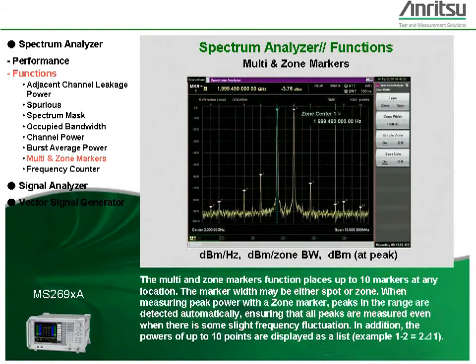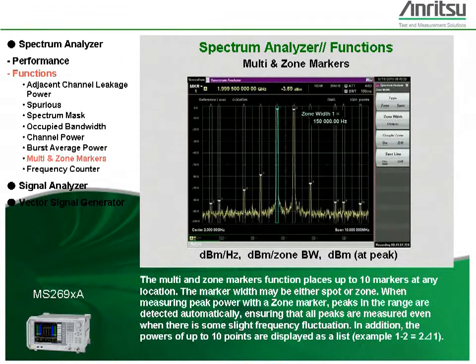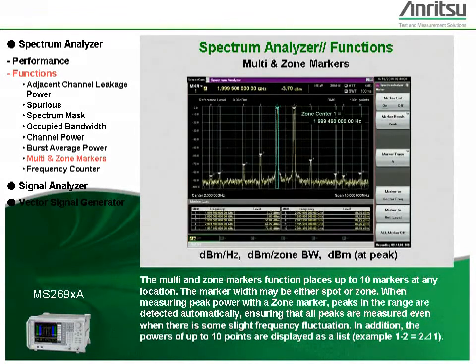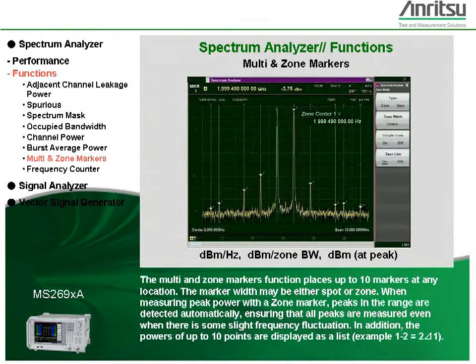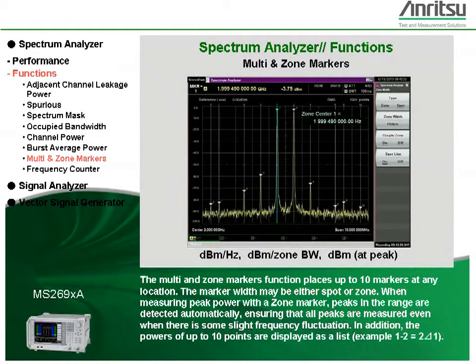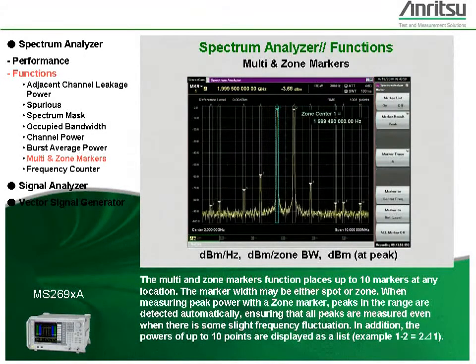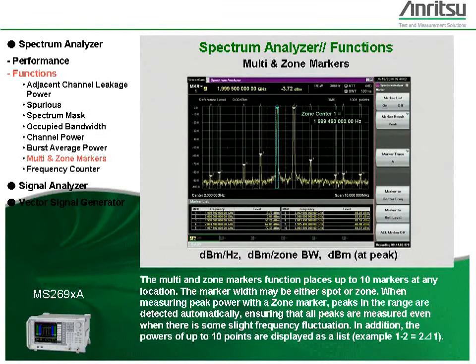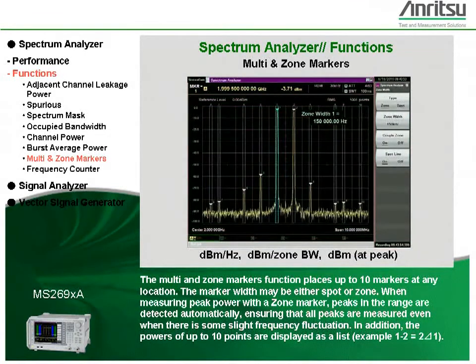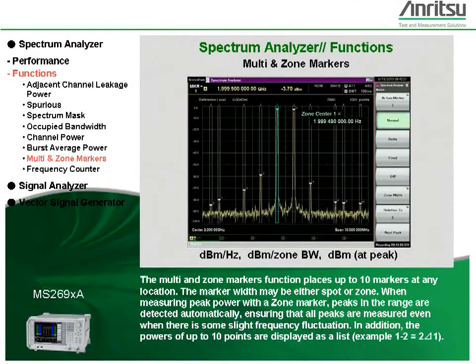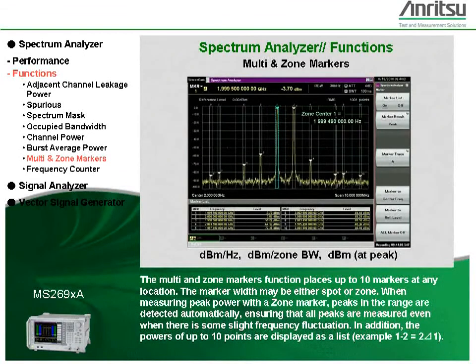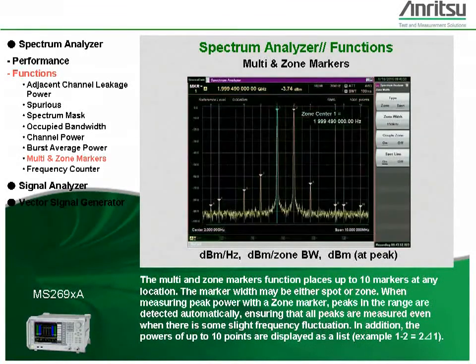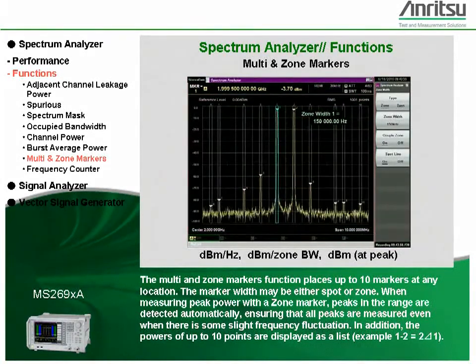The multi and zone markers function places up to 10 markers at any location. The marker width may be either spot or zone. When measuring peak power with a zone marker, peaks in the range are detected automatically, ensuring that all peaks are measured even when there's some slight frequency fluctuation. In addition, the powers of up to 10 points are displayed as a list.